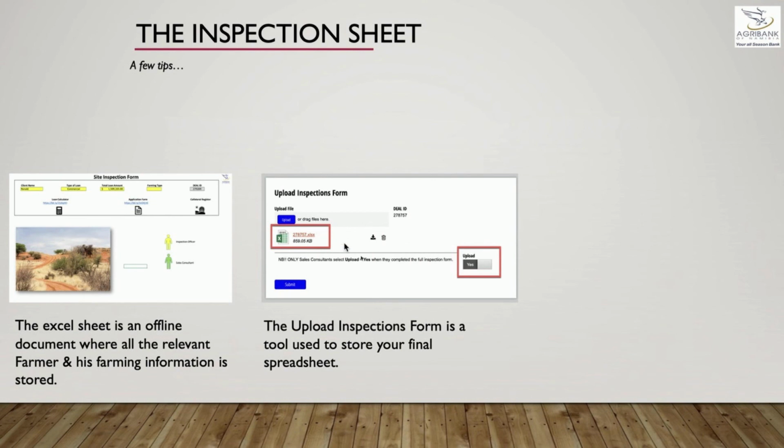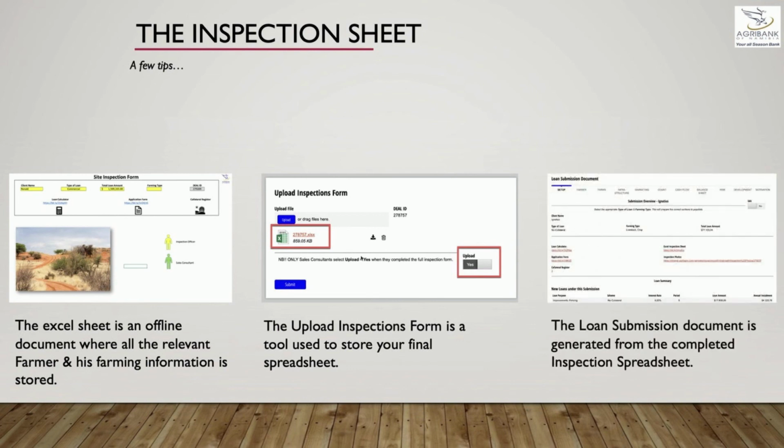And the reason for this is this tool is used to generate your submission document that will ultimately be taken further in the process. This submission document shows you exactly all the information that's in your Excel sheet, but rather than you having to type in everything on every page, now it's simply pulled in from Excel that you have completed through this upload tool to a loan submission document.